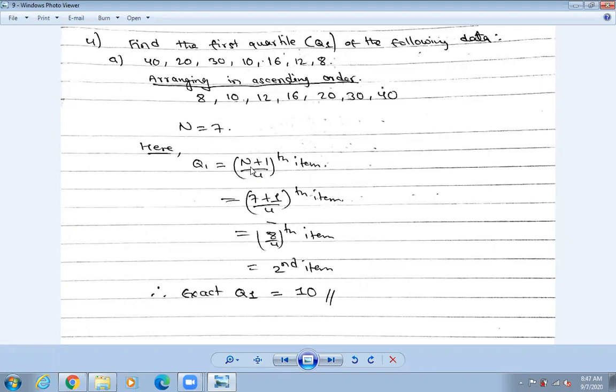So the formula for Q1 is (n plus 1) by 4. So n means how much? 7 plus 1 by 4. So 7 plus 1 is 8 by 4. Okay, so 8 by 4 is the second item.